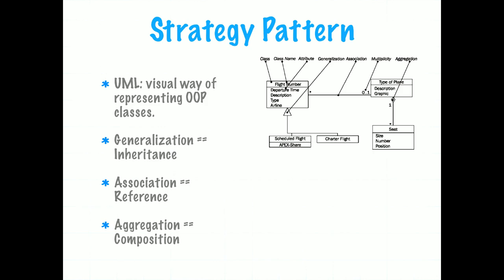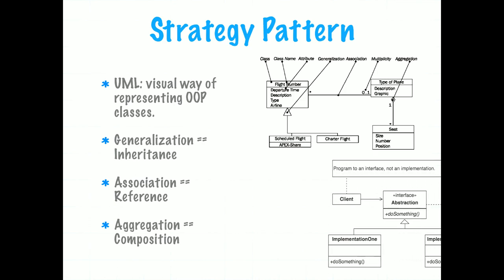So scheduled flight and charter flight inherit flight number over here. And association is just a reference. So flight number references the type of plane. And then aggregation is kind of the same thing. It's composition though, as opposed to referring to another object. It's like this is composed of these objects.